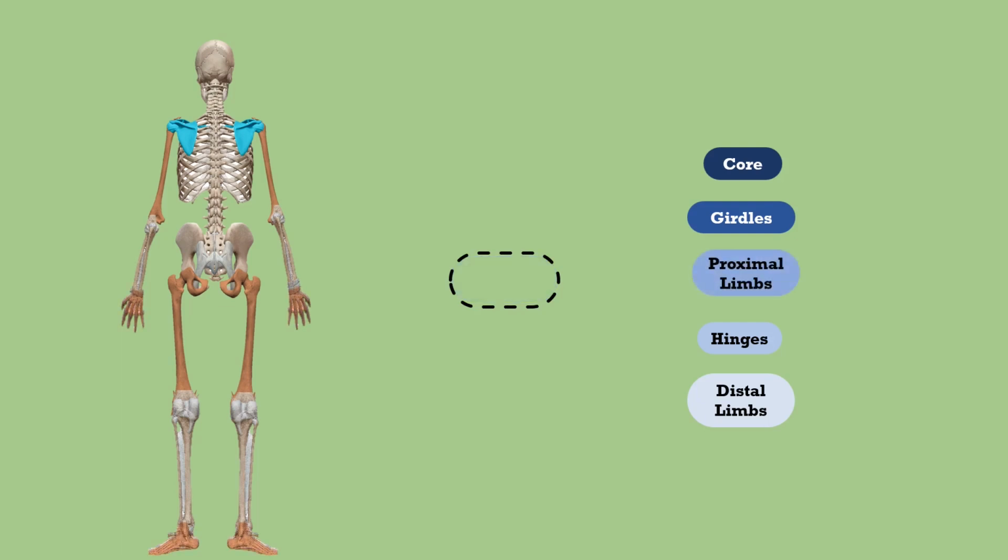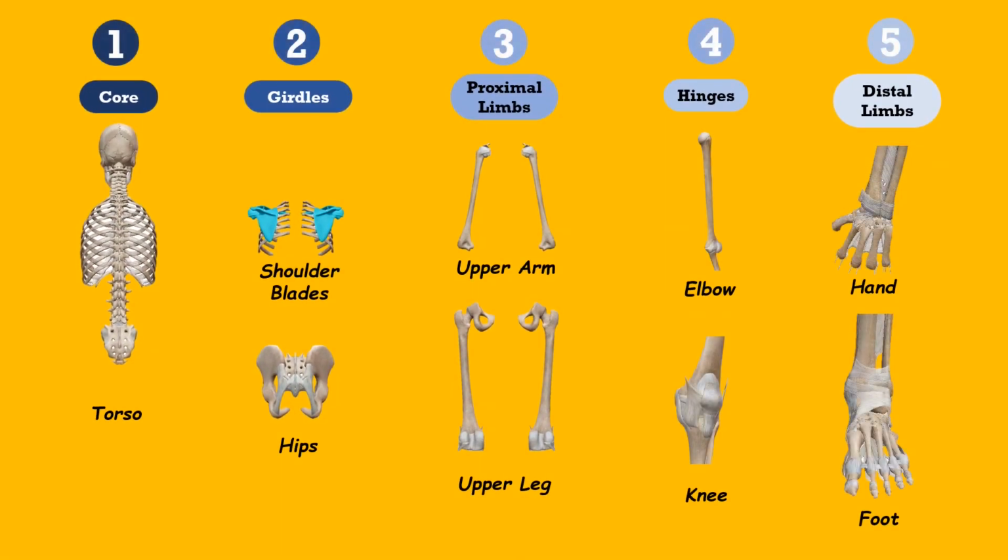Which segment do you think is responsible for tying the limbs together? The hinge-type joints of the elbows and knees serve as the link between the limbs. This leaves us with the last segment of the core, which is our origin point.